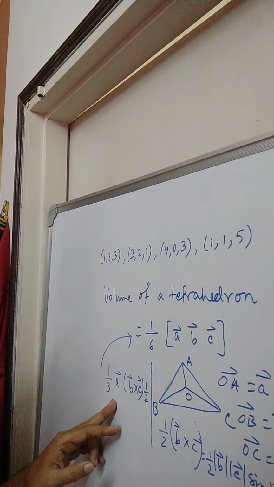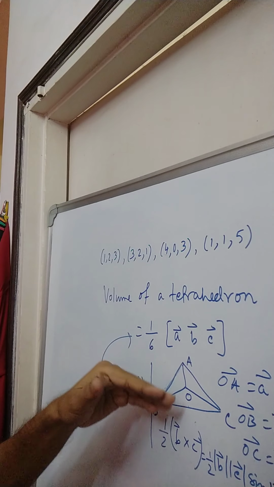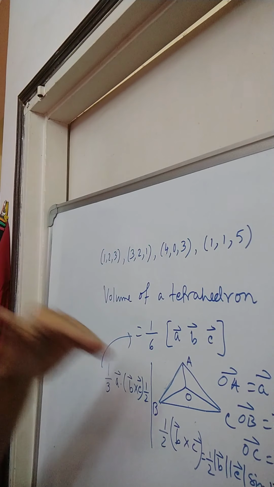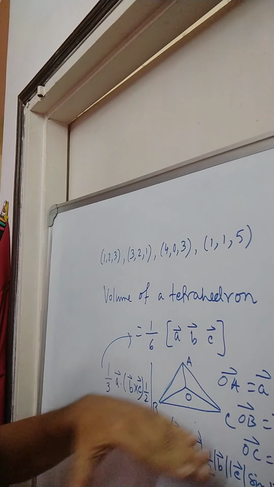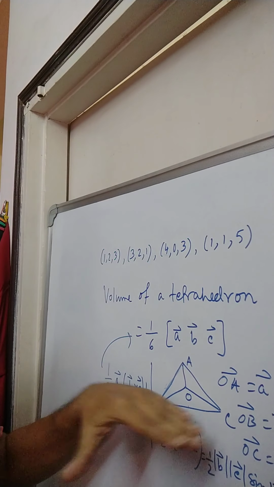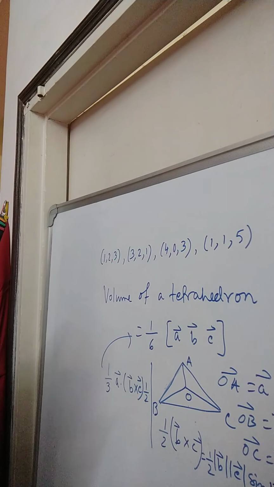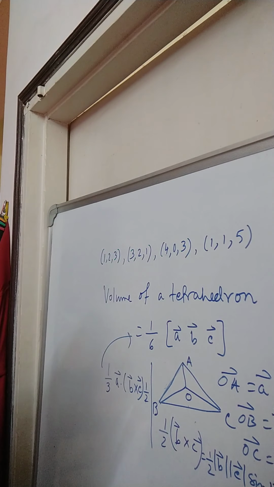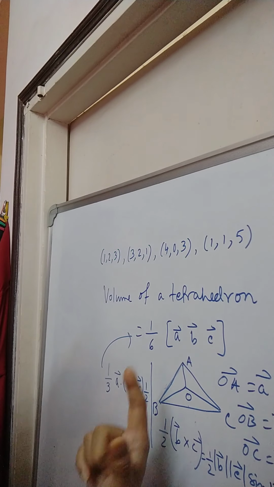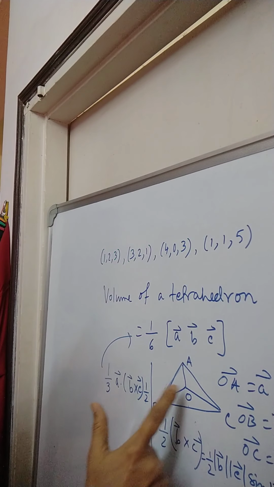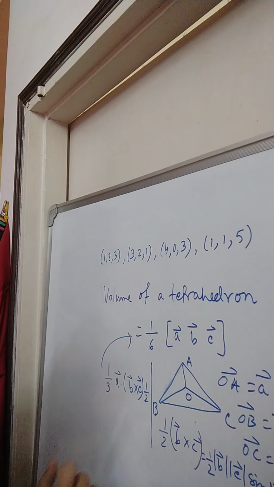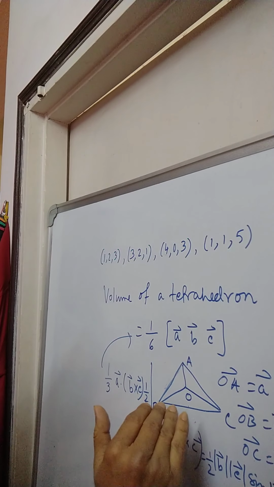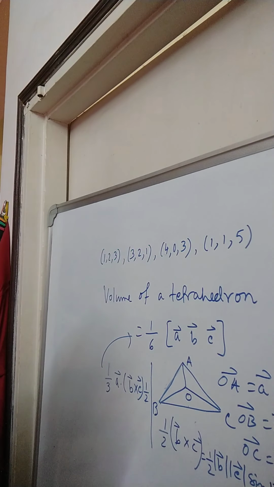And why this dot product? Because A side is slanted to the plane of the triangle BOC. And what is the angle between this plane and this A vector? It is obviously the angle between the perpendicular to the plane of BOC and A vector. And so, in dot product that only occurs because B cross C has a direction perpendicular to the plane containing B and C, that is the plane of the triangle.